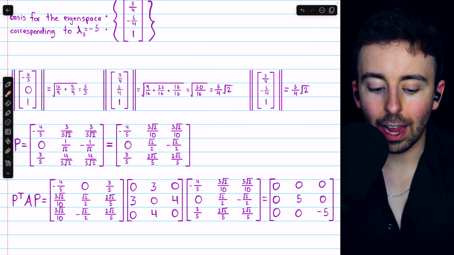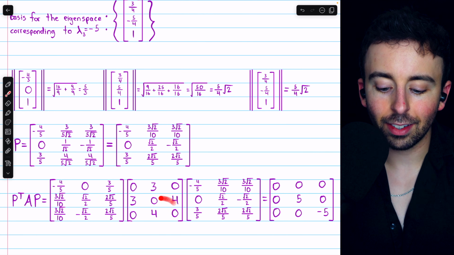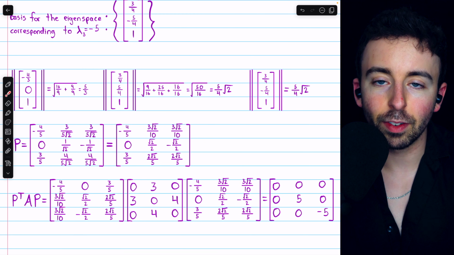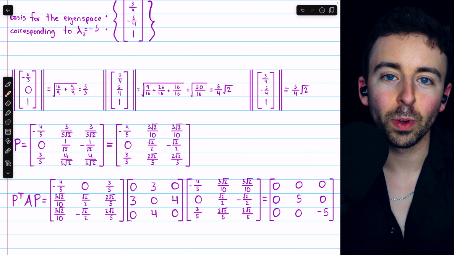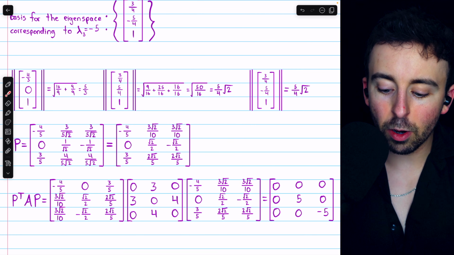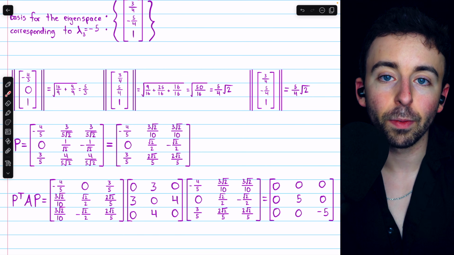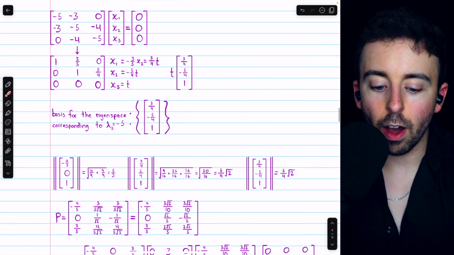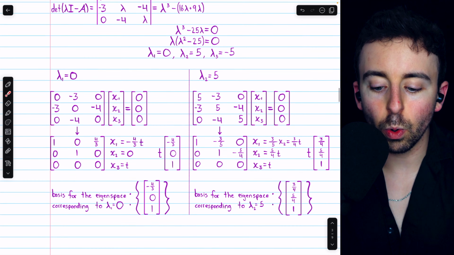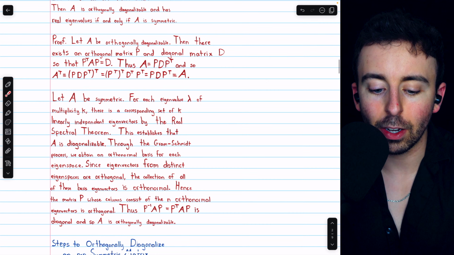P transpose AP looks like this. The computation is tedious. I have not written out the details, but you can do it yourself if you're so inclined. We arrive, of course, at this diagonal matrix. So that's an intro to orthogonal diagonalization and how to orthogonally diagonalize a symmetric matrix.